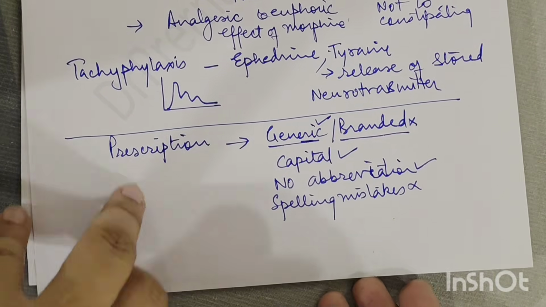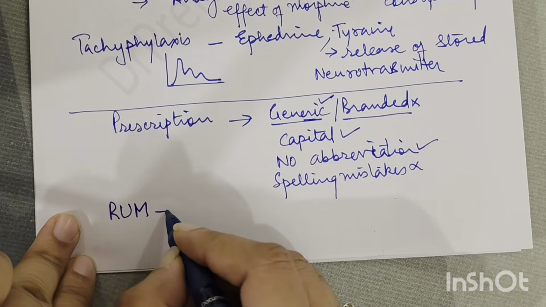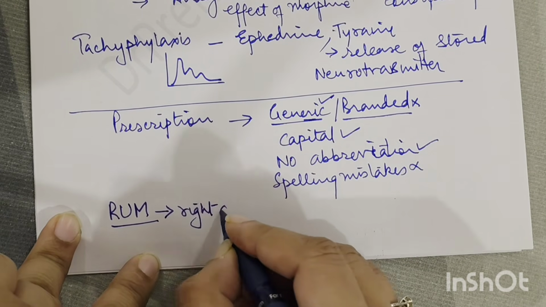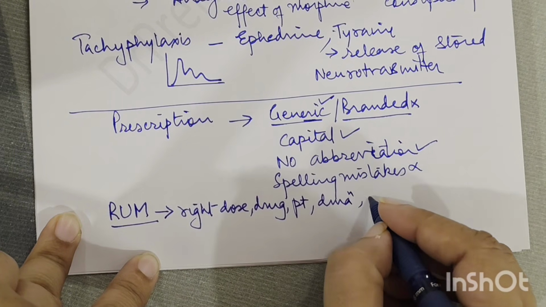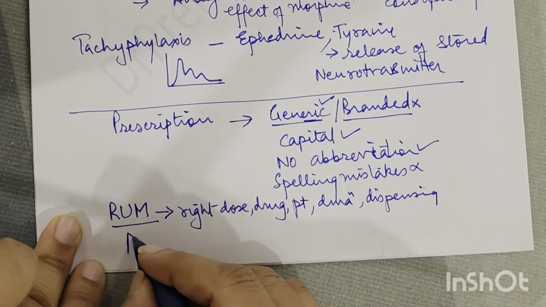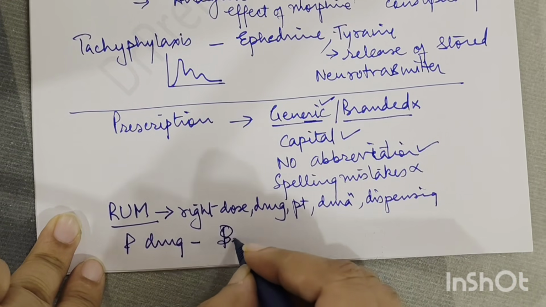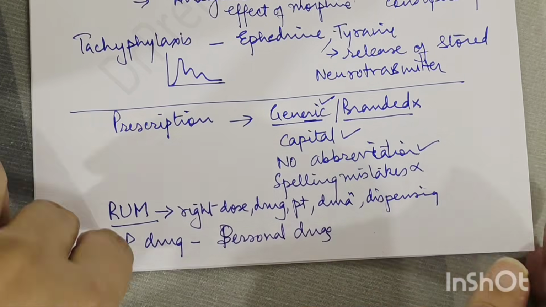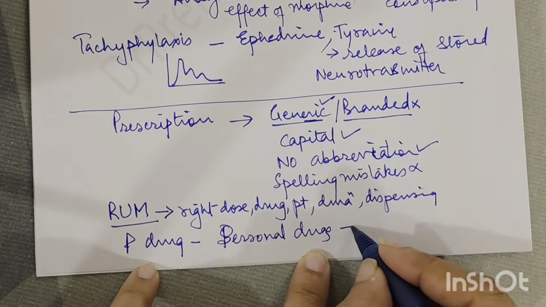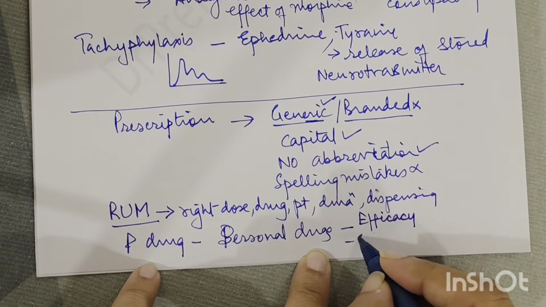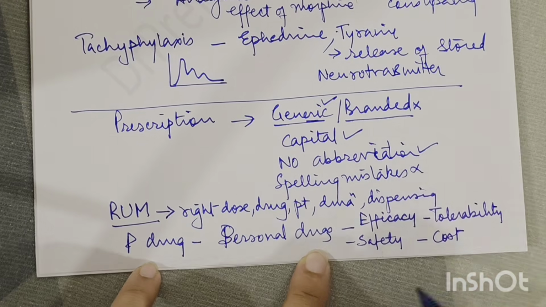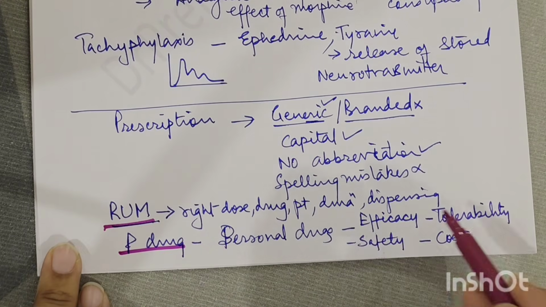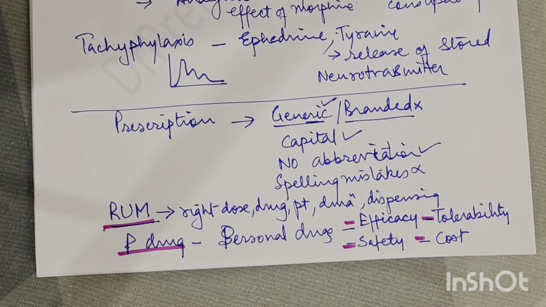Okay, along with this there are 2-3 more concepts. Like what is this? Rational use of medicine. Its concept is right dose, right drug, right patient, right duration, right dispensing. Okay, like this. Then there is something called P drug. P drug is basically personal drug. Like every doctor has their own set of 45 to 50 P drugs. In P drugs, the most important thing to see is that they should be efficacious. So efficacy, they should be safe, safety, tolerability, suitability and cost. So these are the 4 main criteria that you need to see with the P drug. And if they ask you, you have to see that one of the options is there, right?